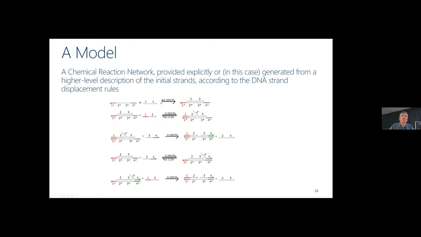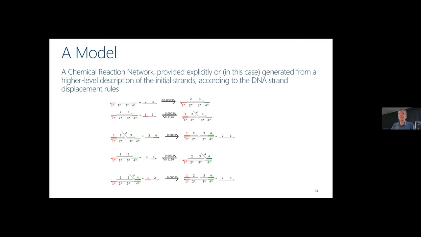And so this is a model, a chemical reaction model, where the species are DNA structures, and the kinetics is given by running DNA strand displacement reactions over those structures. And this you can run in a test tube at least. So this is what a model looks like in this world.